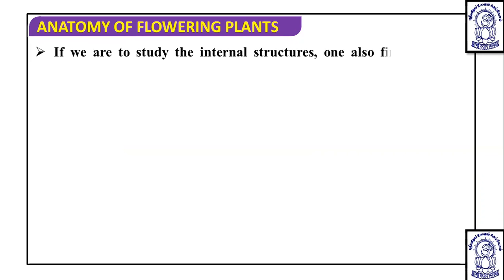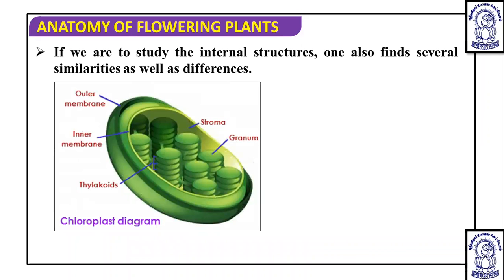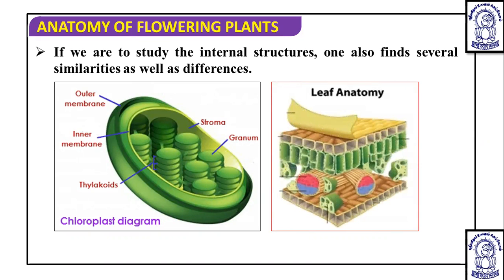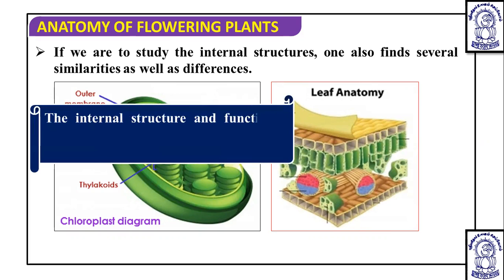But if we study the internal structure, one also finds several similarities as well as differences. But to study these internal structures, there is somewhat of a difficulty. If we go within the cell, we can see what different organelles are present and how they are arranged. Or you will see the complex leaf anatomy. So if we want to study these things, it will be somewhat difficult.